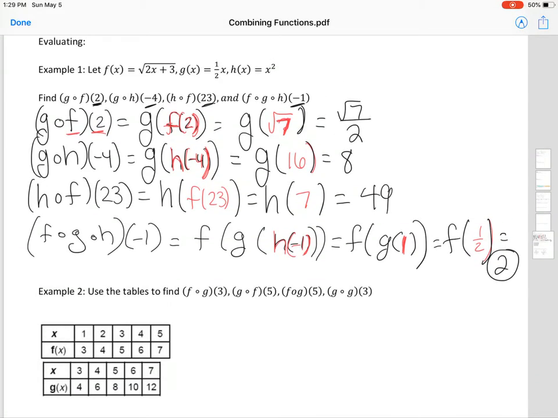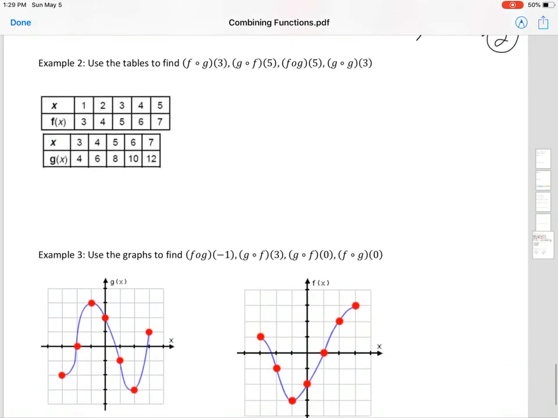Okay, so that would be evaluating composition functions if you're given the formula. But remember, there are other representations of functions. So now we're going to look at using tables.